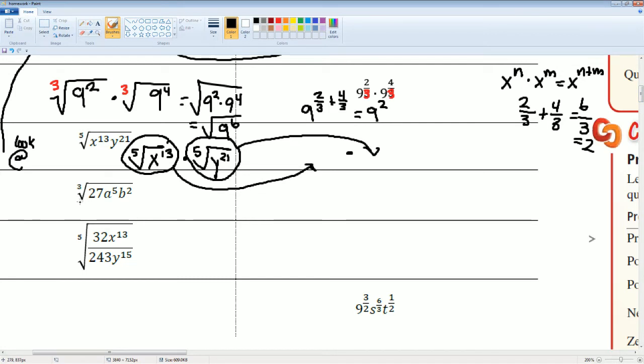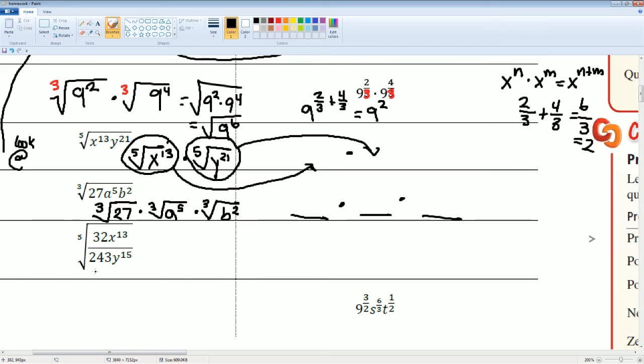But this time I'm going to show you how to split into 3 parts. So the 3 parts for this are the cube root of 27, that's the first one. The other ones are the cube root of a to the 5 and the cube root of b squared. So there are three parts here: the first part times the second part times the third part. You just got to figure out how to convert it. So you have to do those two yourself.